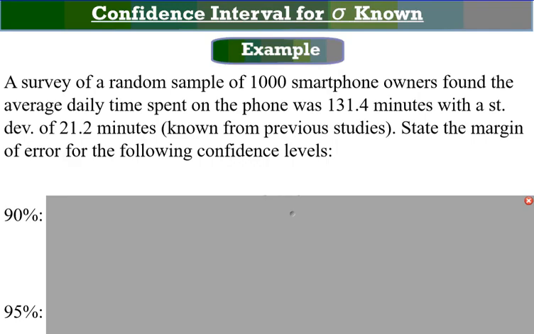So for example, let's say a survey of a random sample of 1,000 smartphone owners found the average daily time spent on the phone was 131.4 minutes with a standard deviation of 21.2 minutes, known from previous studies. State the margin of error for the following confidence intervals. Some smartphones actually tell you now, each week, how much time you're spending on your phone, because they're concerned with how that affects daily life. So this might be an important study.